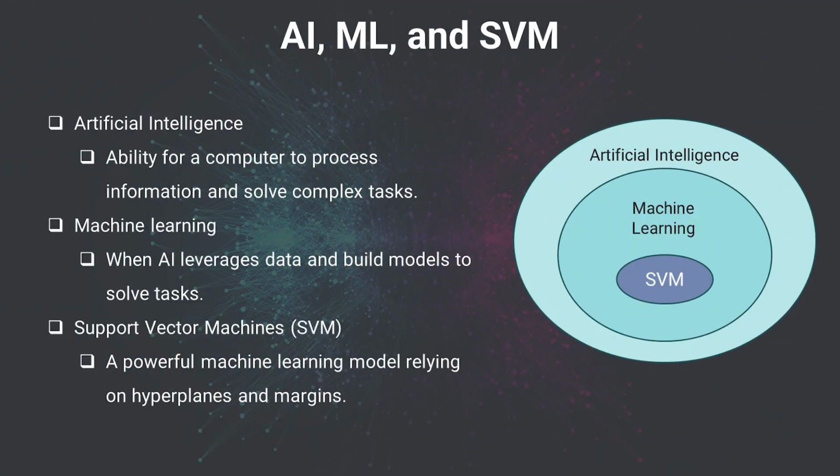SVM is part of the world of artificial intelligence and machine learning. AI is the most general concept here. It refers to a program that's able to process information, make decisions, and solve tasks. Machine learning empowers such a program to model the right behavior from data, enabling the machines to learn and adapt. And finally, support vector machines are a type of algorithm that's part of the machine learning toolkit.